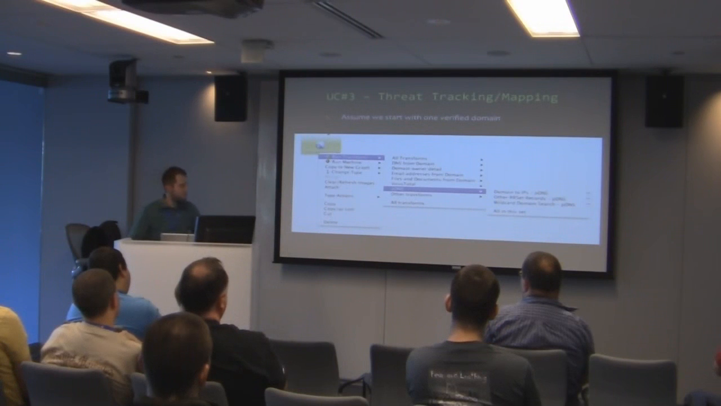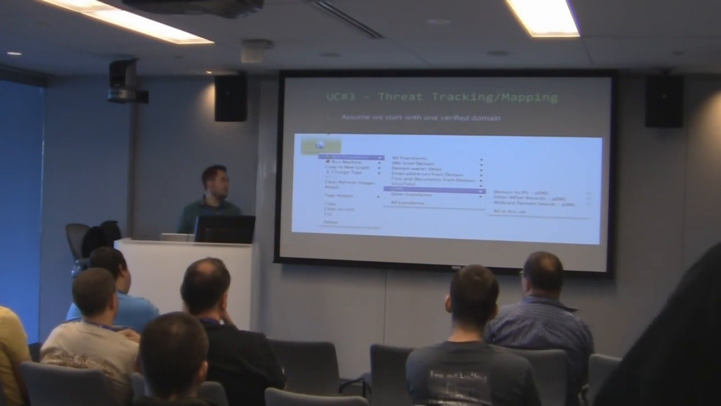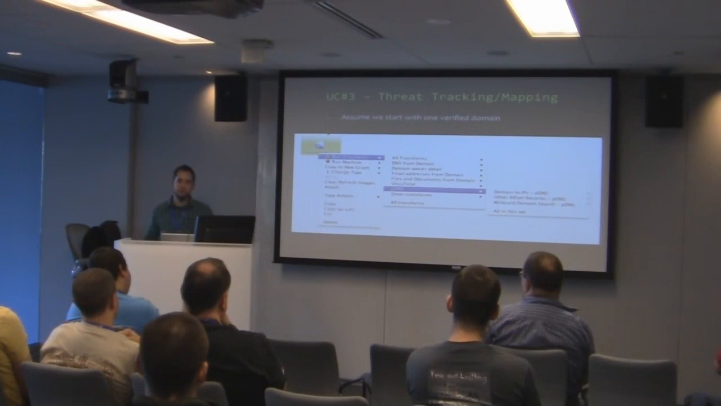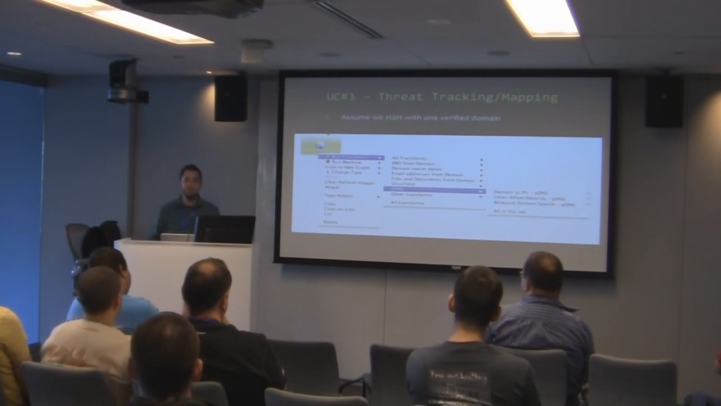Use case 3, my personal favorite, and the one I use the most, is threat tracking and mapping. So basically, assume we start in this case with one verified domain. A lot of times that's probably not going to be the case. You'll probably start with more, or you may start with something that's unknown.